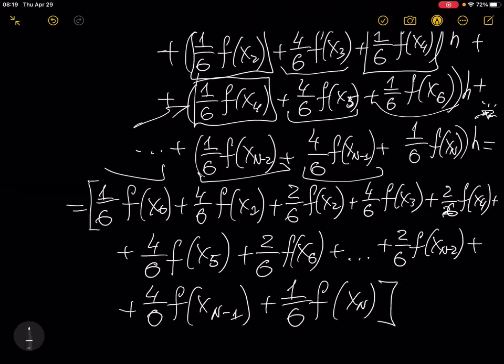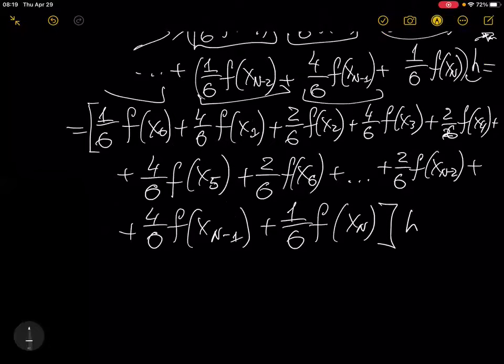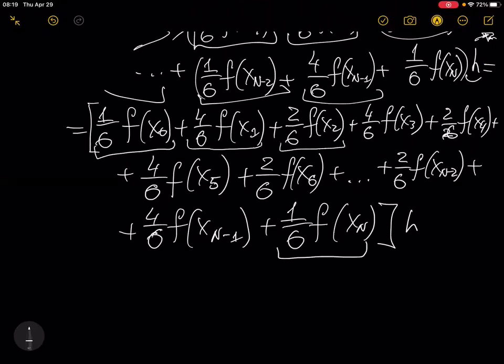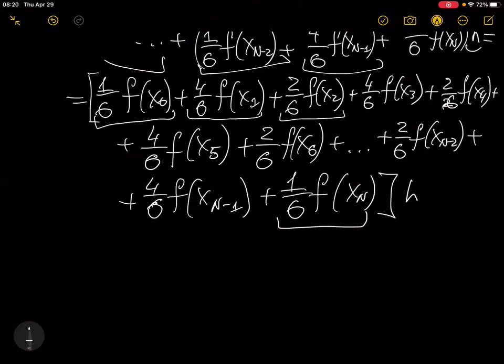And all that multiplied by h. So you see, this is what we are getting. The endpoints come with the 1/6 weight, but all points inside of the interval come with alternating weights 4/6, 2/6, 4/6, 2/6, and so on. As a result, if you are starting from x0, then odd indices will give you 4/6, and even indices will give you 2/6, right? So as a result, you can just write it like that.